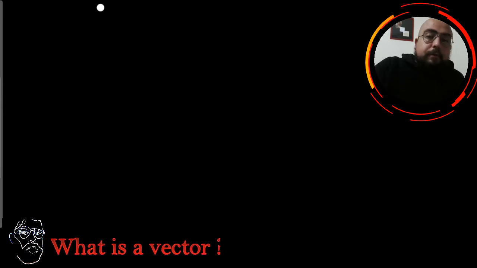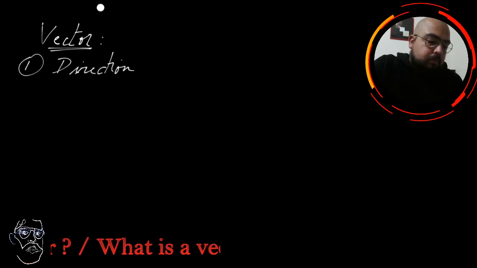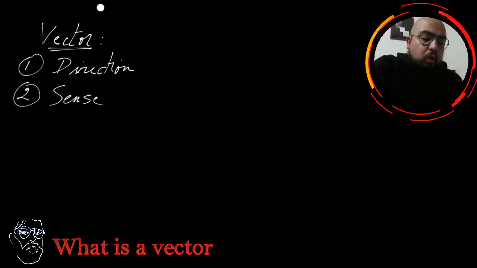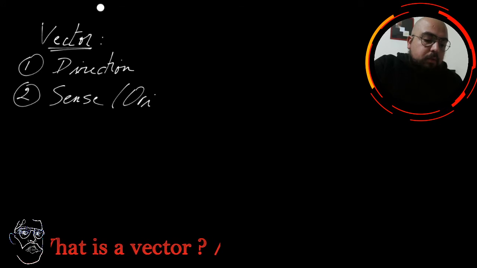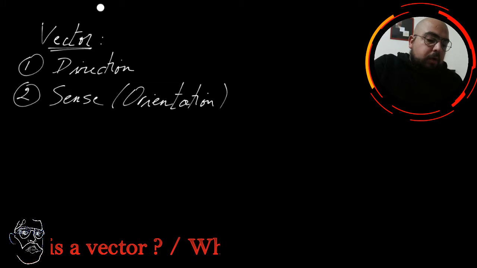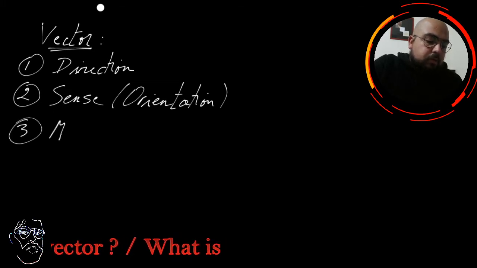So a vector is a mathematical object which is characterized by three things. The first one is direction. The second one is a sense or an orientation, and the third one is the magnitude or the norm, the value, so a certain magnitude.